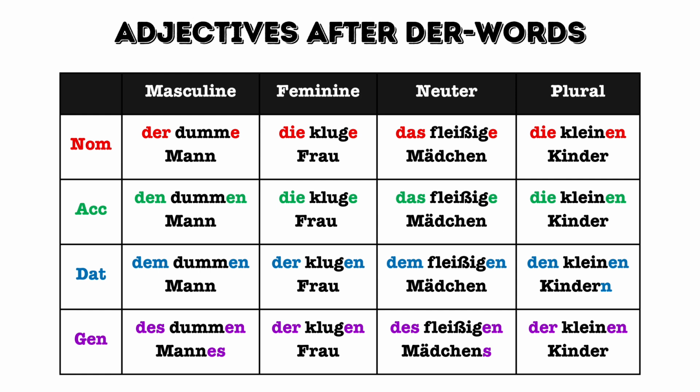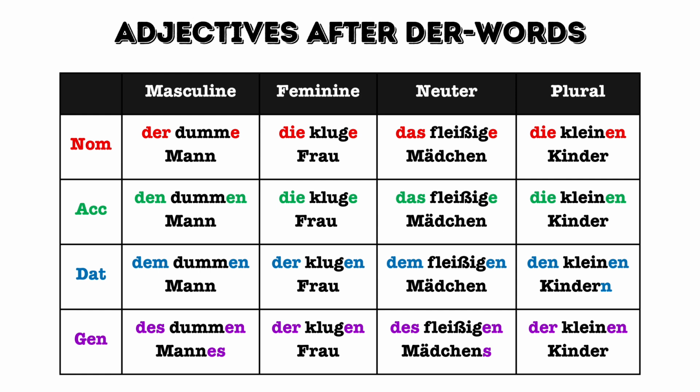Also, if you look at the dative case and genitive case for masculine things, all of the rest of them are automatically en. So we have den dummen Mann for the accusative, dem dummen Mann for the dative, and des dummen Mannes for the genitive. In the accusative case, the feminine and neuter ones are exactly like they were in the nominative case. We have die kluge Frau, and das fleißige Mädchen, das fleißige Mädchen.